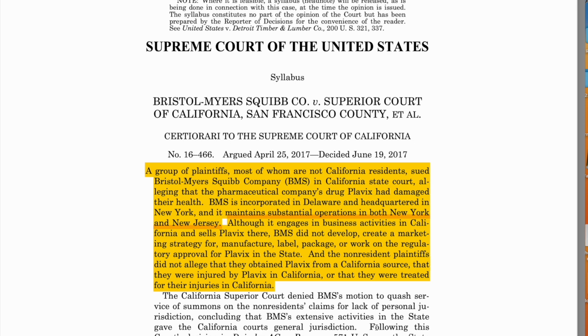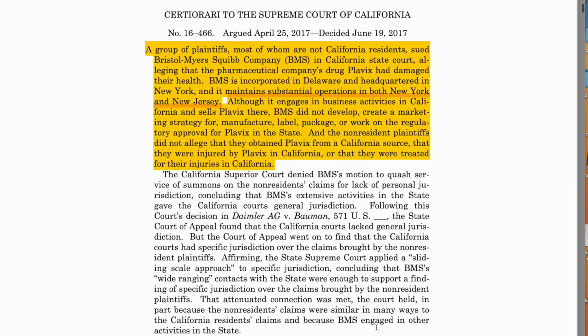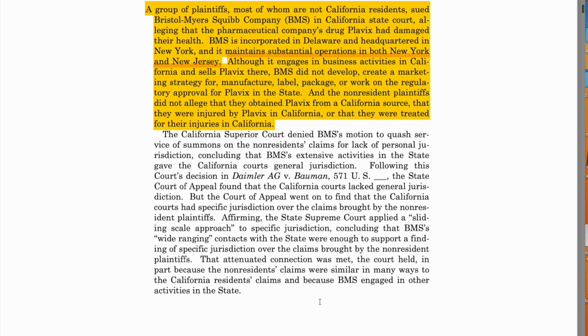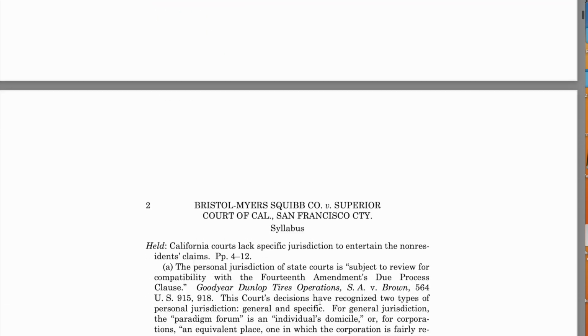with no trouble whatsoever. Although it engages in business activities in California and sells Plavix there, BMS did not develop, create a marketing strategy for, manufacture, label, package, or work on the regulatory approval for Plavix in the state. And the non-resident plaintiffs did not allege that they obtained Plavix from a California source, that they were injured by Plavix in California, or that they were treated for their injuries in California. So the California Superior Court denied their motion to quash, and they took that up through a series of opinions up to the Supreme Court.